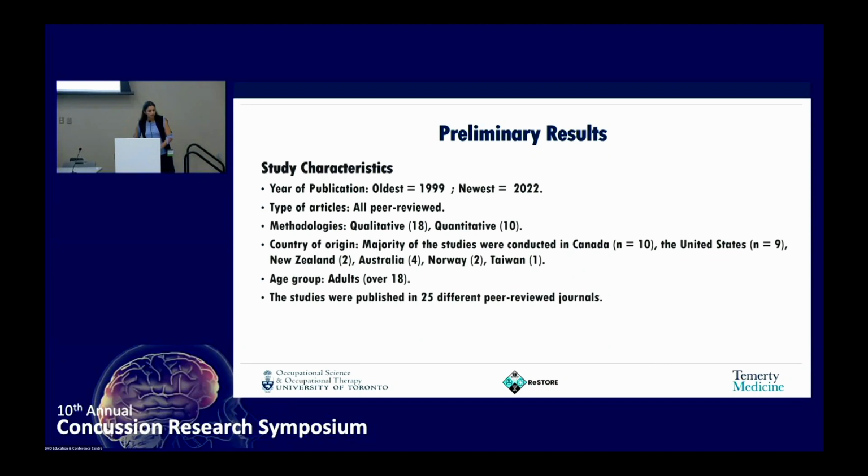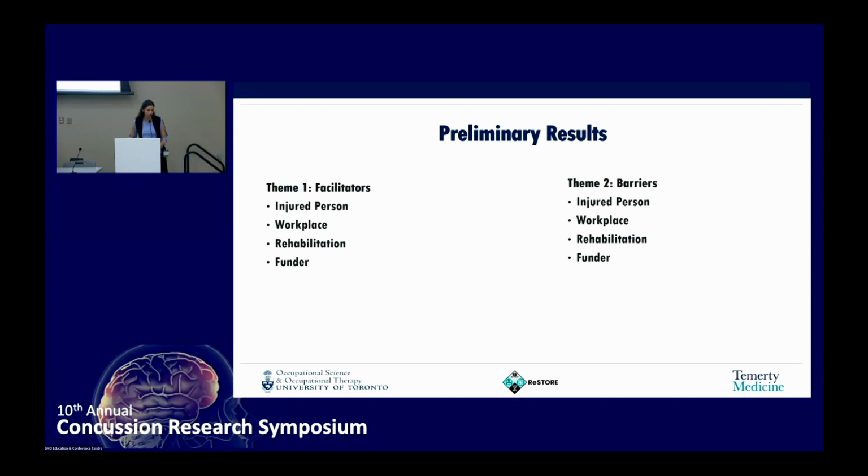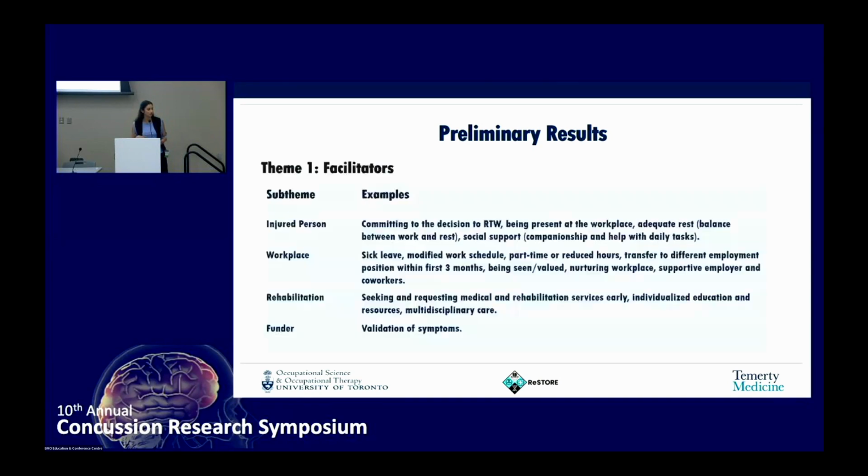Generally, for the study characteristics, the time ranged from 1999 to 2022. They were all peer-reviewed articles, primarily qualitative in nature. And the majority of the studies were conducted in North America, as well as some in New Zealand and Australia. Because of our criteria of looking at adults with concussion, we did identify articles that included individuals over the age of 18, and they were all published in 25 different peer-reviewed journals. Our preliminary results have been divided into facilitators and barriers with sub-themes in the areas of the injured person, workplace, rehabilitation, and funder factors.